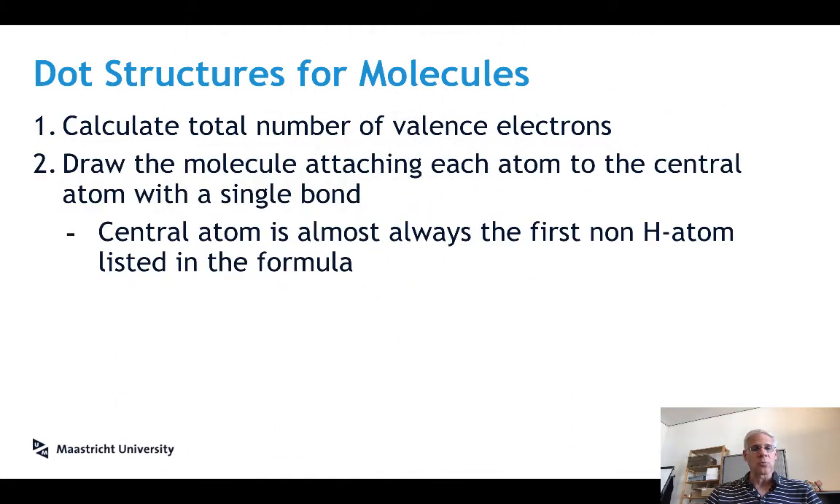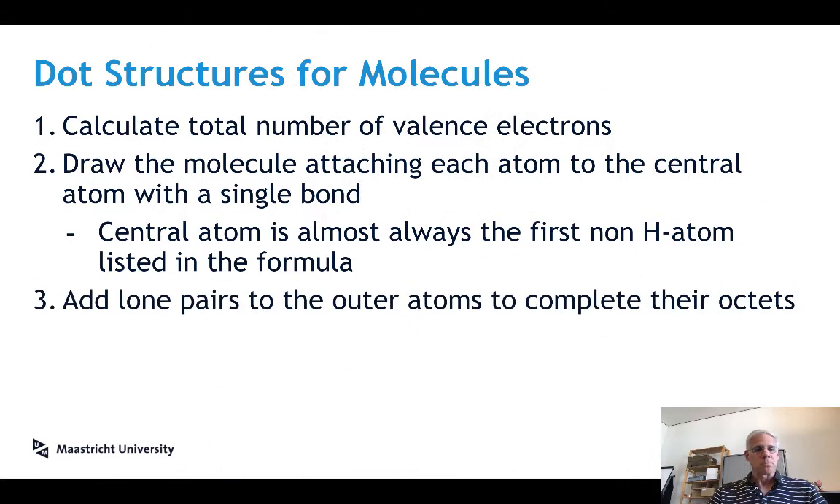So we calculate the total number of valence electrons. We draw the molecule attaching each atom to the central atom with a single bond. Now that central atom is almost always the first non-hydrogen atom listed in the formula. And then we add lone pairs to the outer atoms to complete their octets. Now the thing to remember is that every bond counts as 2 electrons. And so you have to keep account of the number of electrons you've used in your bonding, because you can only use as many electrons as you have valence electrons. You can't use more, you can't use less. You can't have parts left over.